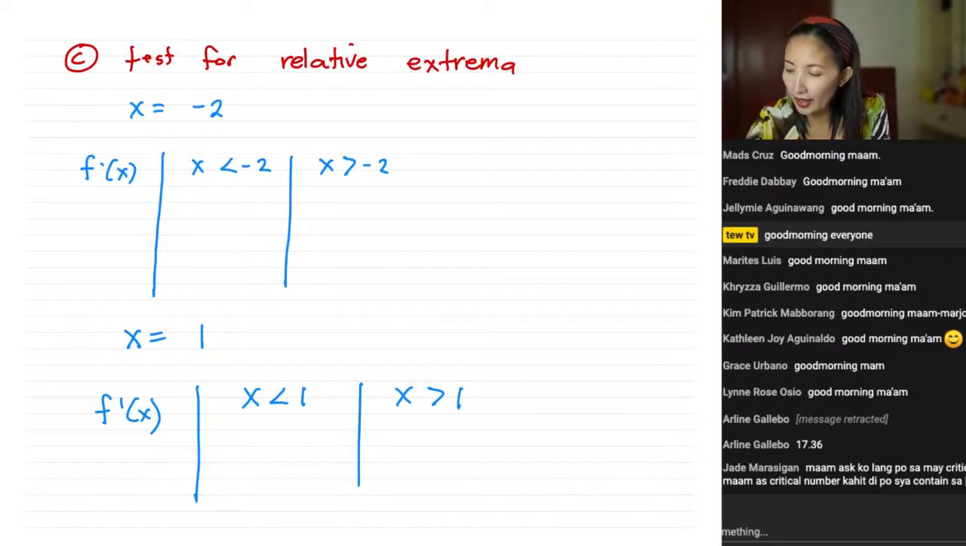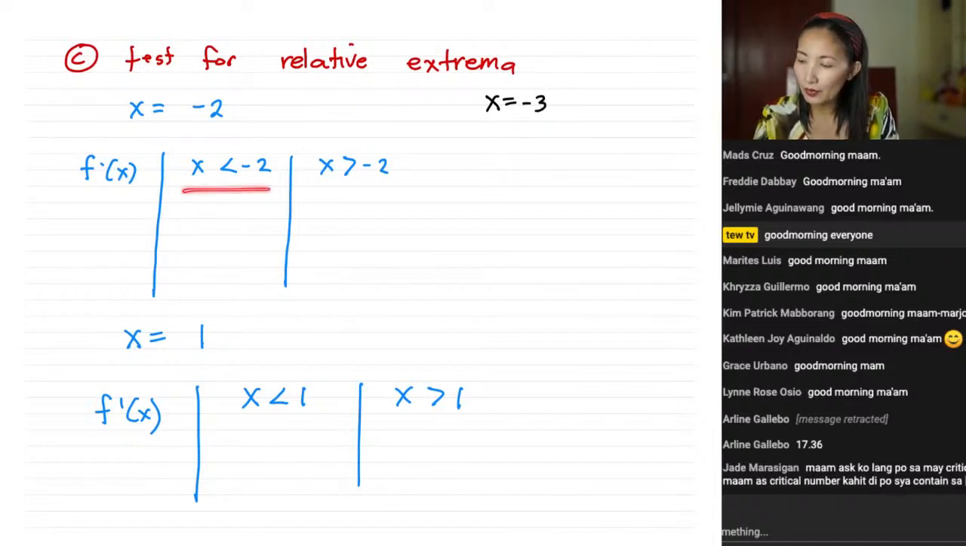Okay, identify an x value less than negative 2. Maybe we could make use of negative 3, to its left. Now find f prime of negative 3.